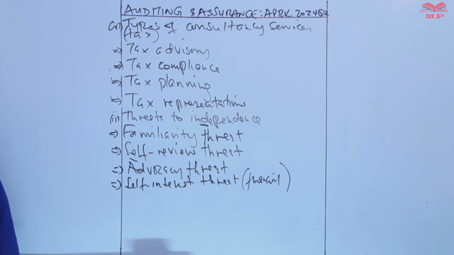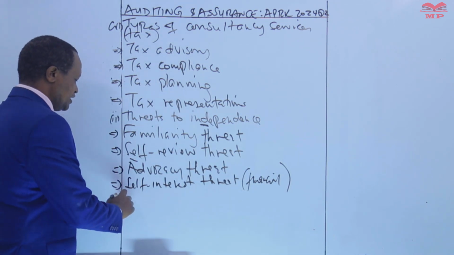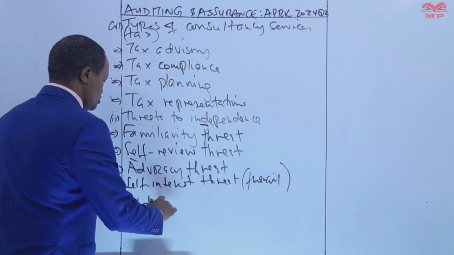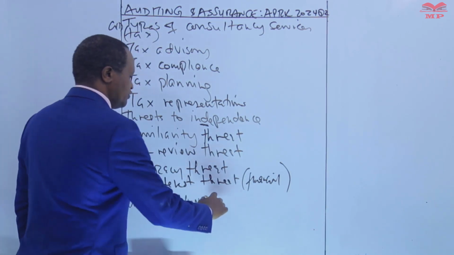Threat. Which other threat? Undue hospitality. Emma says undue hospitality. I would rather go with undue influence. Undue influence threat.